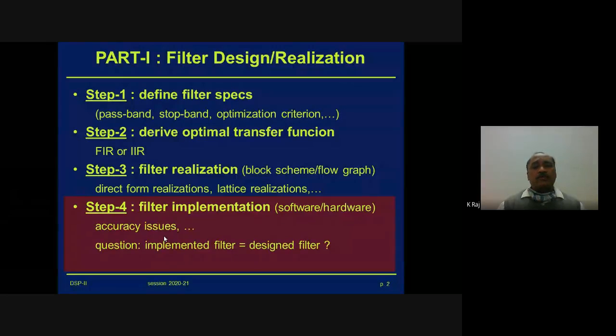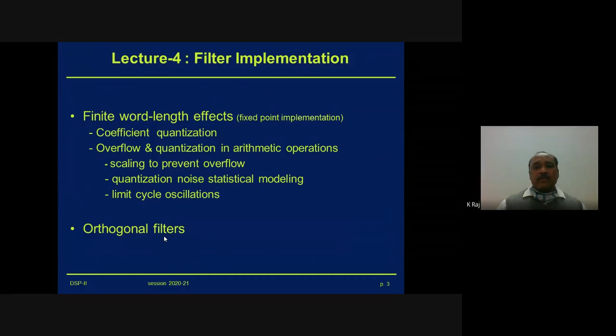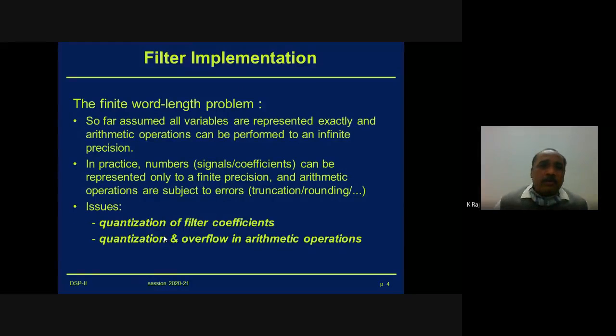Naturally, it is not the same as the design filter, because in the design filter we have assumed infinite precision. But in the case of implementation, we have to select a finite number of bits for the representation of the coefficients as well as the signals. So far we have assumed all variables are represented with infinite precision, but presently we are moving to finite precision.